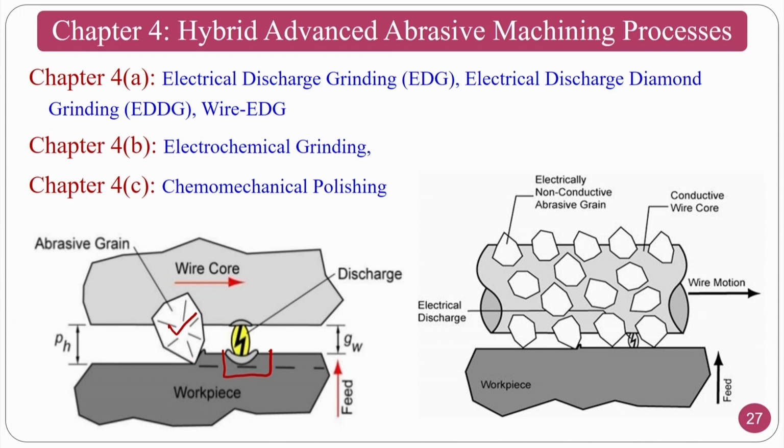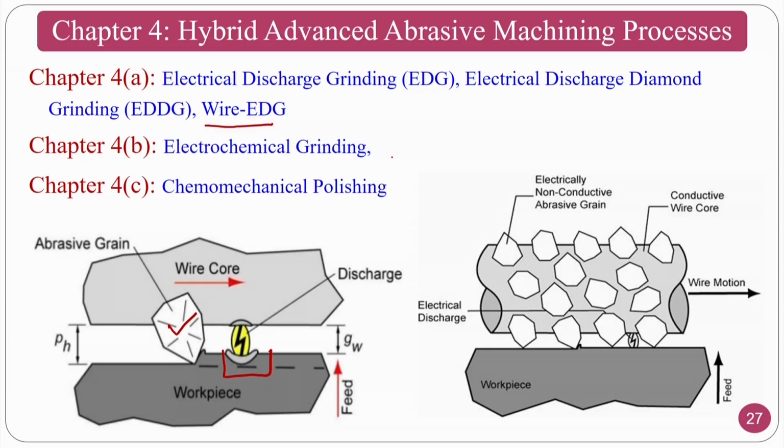Similarly, there is electric discharge diamond grinding, where you use diamond as the abrasive particle, and there is another technology called wire EDG, where people club grinding with wire EDM. Another process is electrochemical grinding, a similar technology, where you club electrochemical machining with the grinding process, and chemomechanical polishing, which some papers also call chemomechanical planarization. Whatever you are seeing here is wire EDG, and this is EDG or electric discharge diamond grinding. If the abrasive particle is silicon carbide or alumina, it is called EDG. If the abrasive particle is diamond, it is called electric discharge diamond grinding.